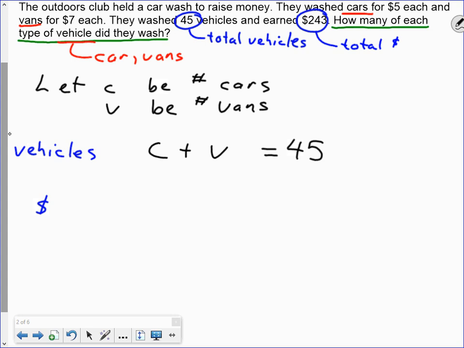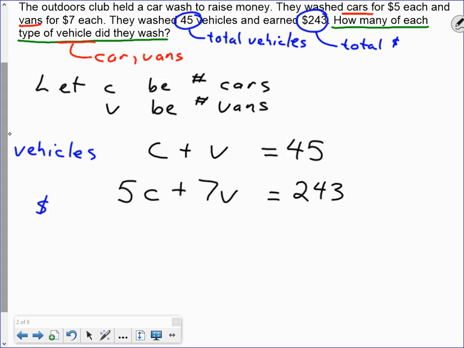What about our money raised? Well, we raised a total of $243. Okay. How much of that came from cars? Well, we don't know, but we know that cars were washed for $5 each. So the amount that came from cars is $5 times the number of cars. Number of cars is represented by C. The other part of that 243 came from washing vans. We washed vans for $7 each, and we washed V vans. So if we add those two up, the amount from cars, the amount from vans, we get our total of $243. And this is our system of two equations that we want to solve.